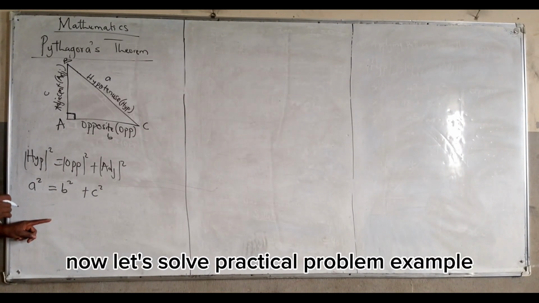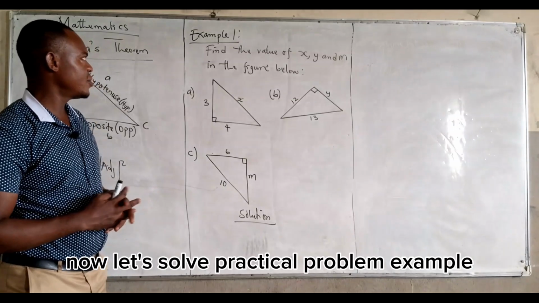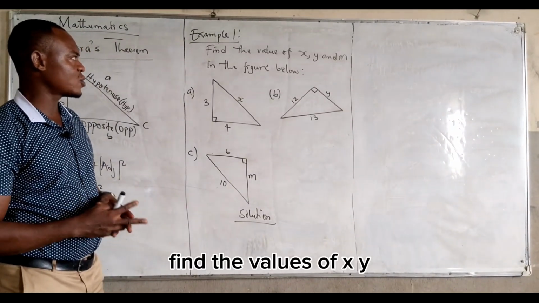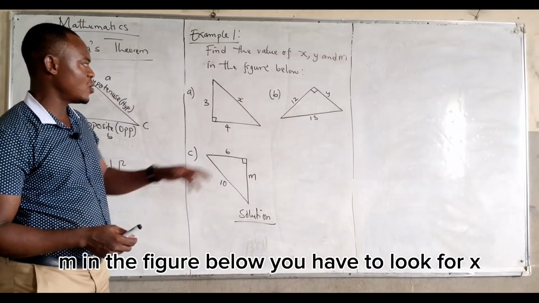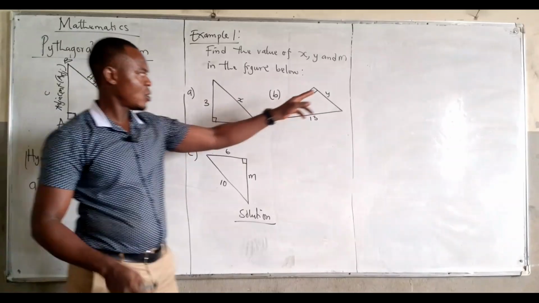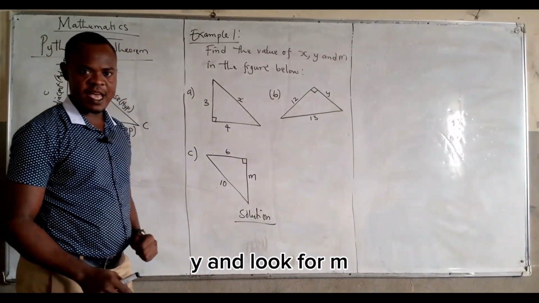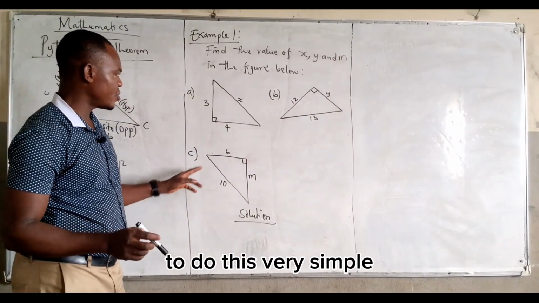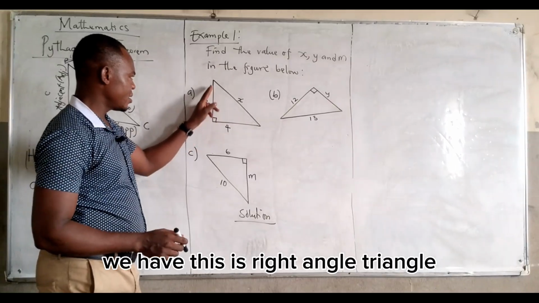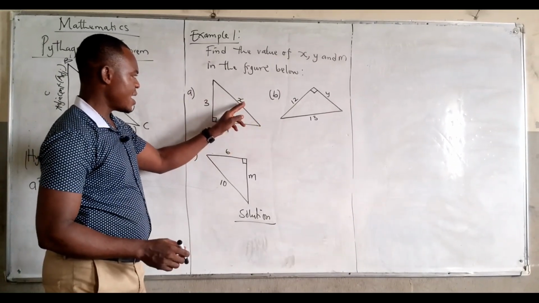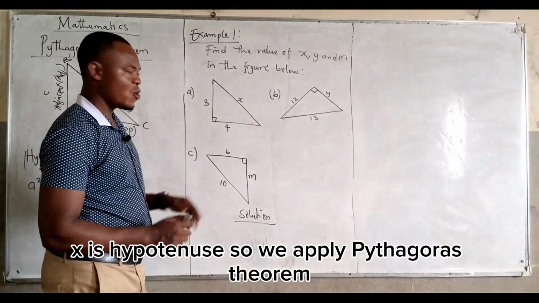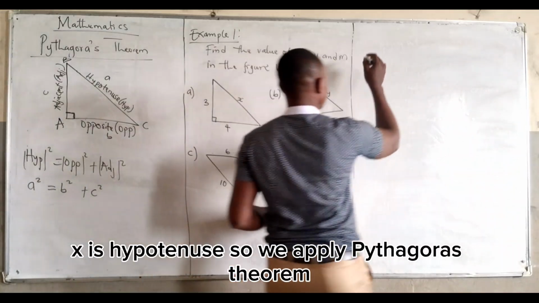Now let's solve practical problems. Example, find the values of x, y, m in the figure below. We have to look for x, y, and m. To do this is very simple. We have a right angle triangle, x is the hypotenuse, so we apply Pythagoras rule.